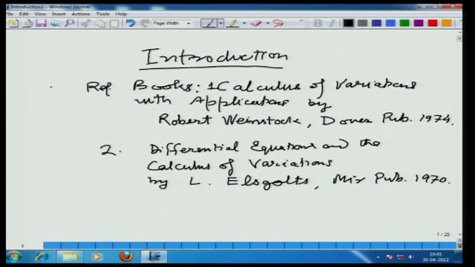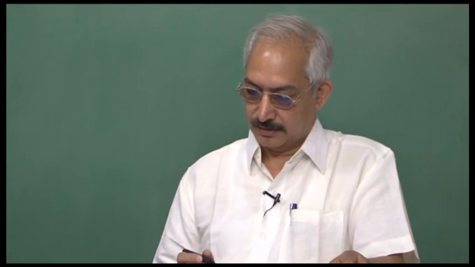Here, I mentioned these two books, which will be followed as reference books. The first is Calculus of Variations with Applications by Robert Weinstock, a Dover publication that appeared in 1974. The second book is a famous book by Elsgolts, Mir Publications, 1970. The title of the book is Differential Equations and the Calculus of Variations. These two books will cover the material for the 20 lectures which are going to be delivered by me on the calculus of variations. So, let us recall what we did in the first lecture.